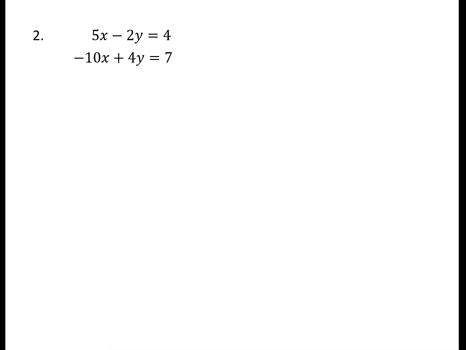Look at your equations. They are already in the correct form where we've got x and y on one side. We've got constants on the other side. So then we need to choose, am I going to eliminate x or y? So I'm going to choose x this time. I'm going to eliminate x. So then I need to think about what is the least common multiple for these coefficients of x. 5 and 10. Least common multiple would be 10.